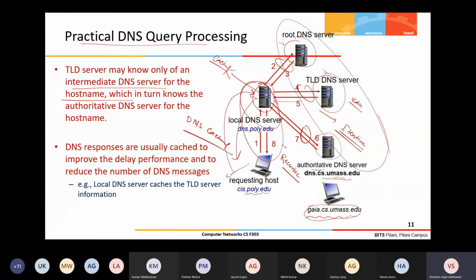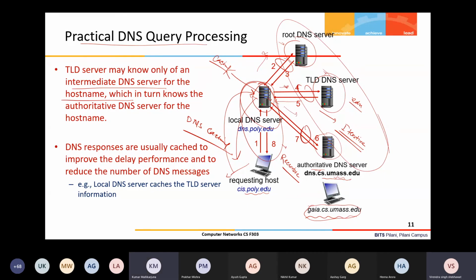Now, what can it cache? It can cache the IP address of that host. Maybe it can cache the TLD response. So when another client accesses the same host, it will not send the request to the root server. Since the TLD response is cached, it will directly contact the authoritative server.